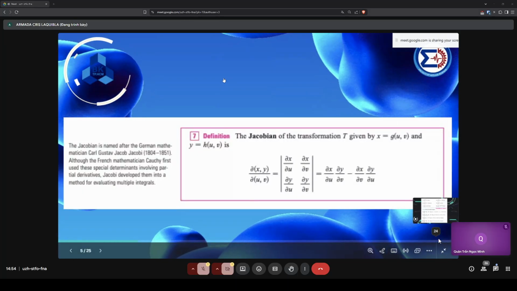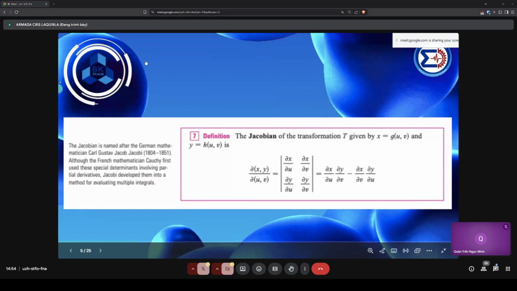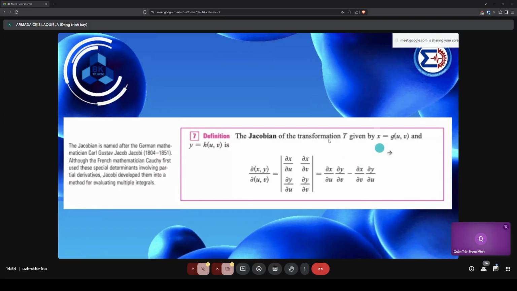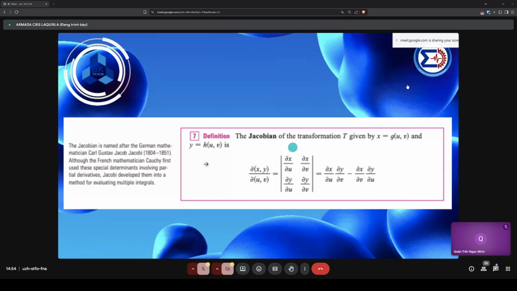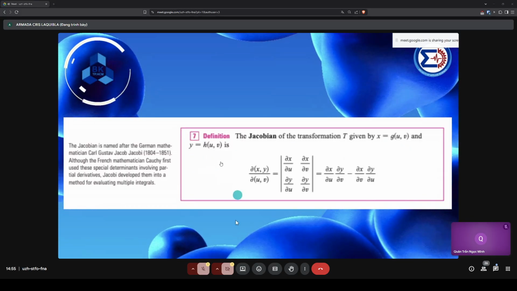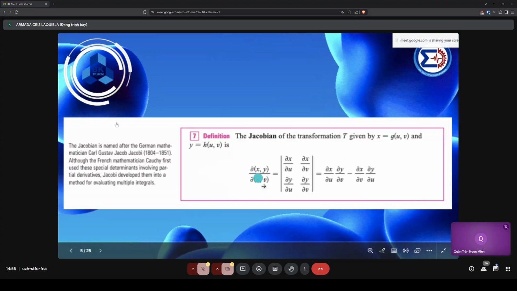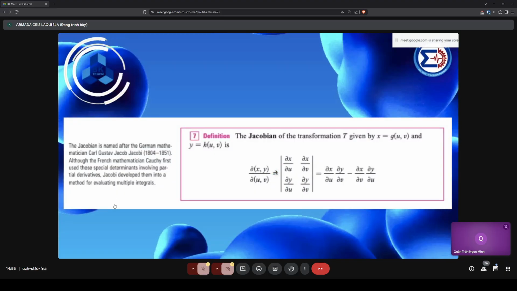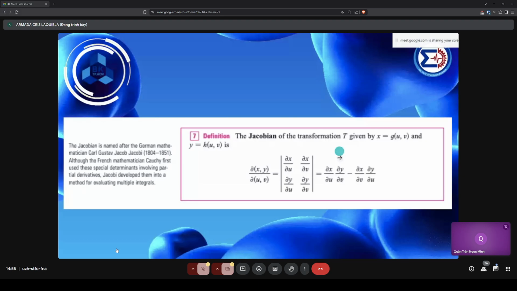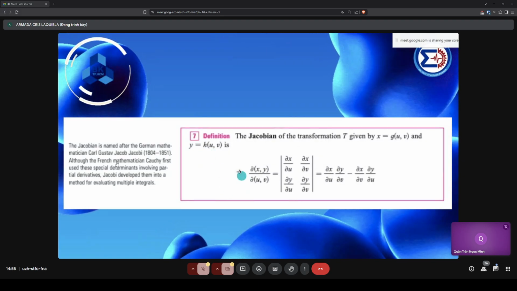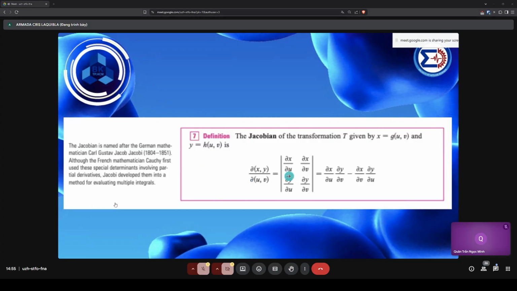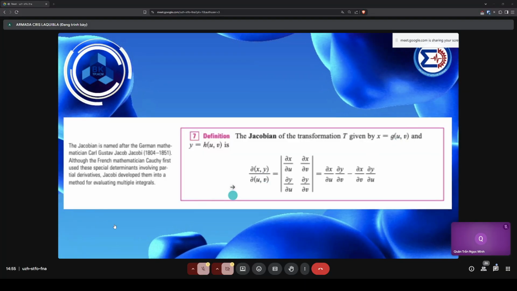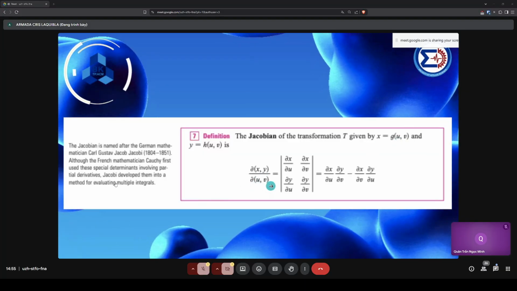Slide 13. Okay, so the Jacobian of the transformation T given by x equals g of u, v and y equals h of u, v. So we have here the partial of x, y. These are the variables x and y in your function here. And then we take the derivative of this. We have to solve it over partial of u, v.